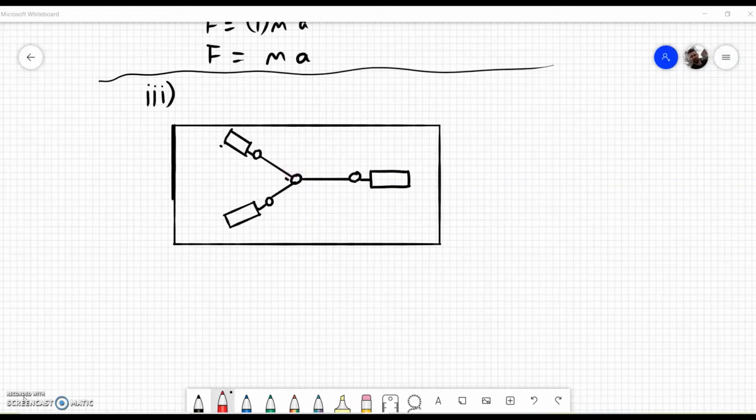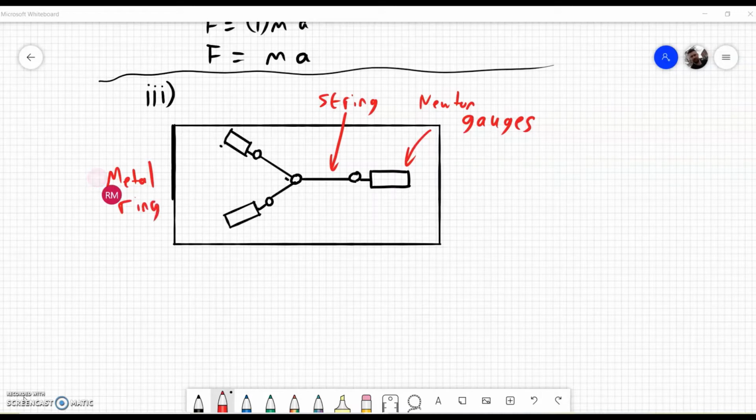Okay, so what you need to make sure is that you actually label all 3 of these again. So these are your Newton gauges. And this is just a string. And what I use is a metal ring. So this is the overall setup for how your diagram should look. So how do we do the actual experiment? Well, we have to draw in our method next.